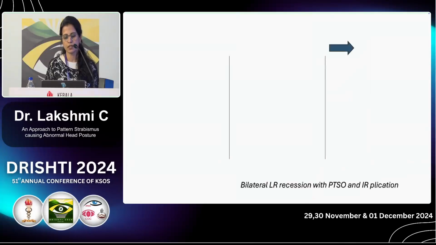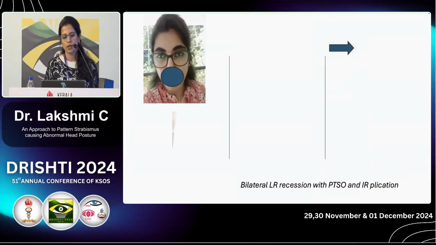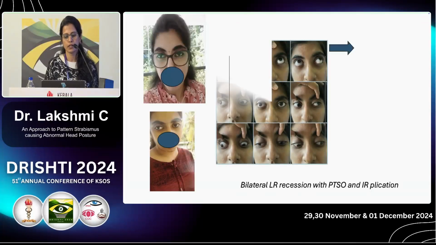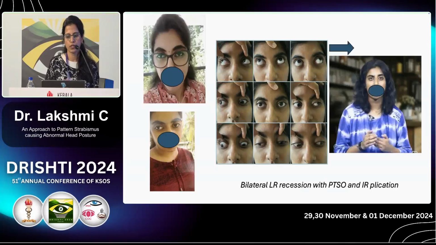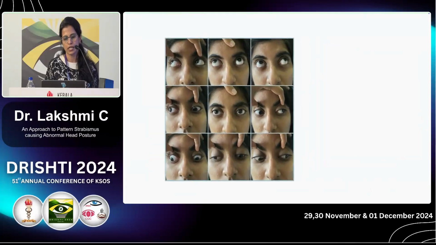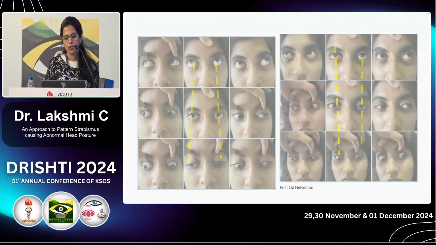And the second patient with Helveston syndrome, her preoperative head posture and head tilt actually subsided to a large extent, but she was not having a good fusion. She does a lot of videos, so this is the post-op video and that doesn't show a significant head posture. She underwent a bilateral lateral rectus recession with a posterior tenectomy of superior oblique and an IR plication for the DVD. So her pattern also had collapsed.